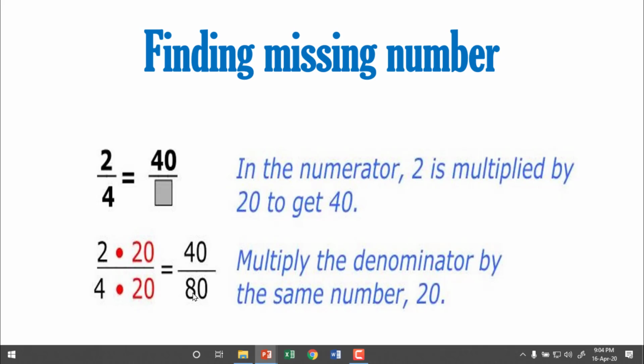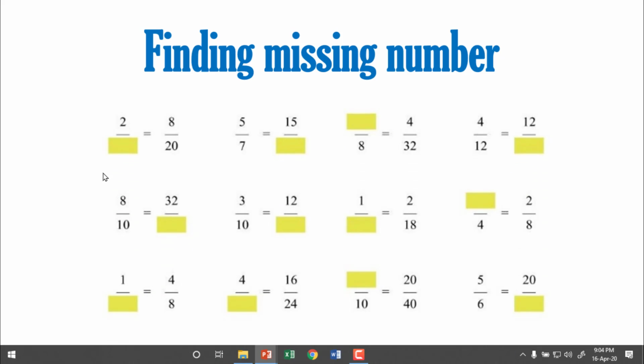So how do we find the missing one? By multiplying by the same number. We can also find the missing number by dividing by the same number. There is some exercise for you. You will try it by yourself.